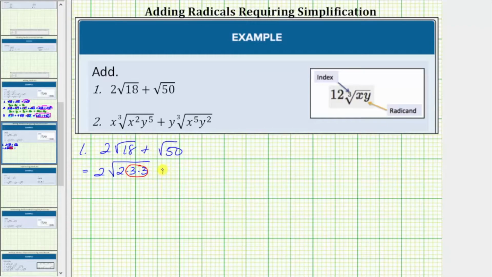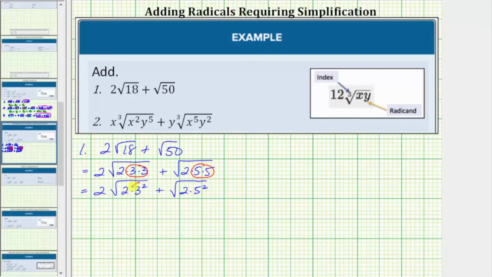And then we have plus the square root of the prime factorization of 50, which is 2 times 5 times 5. Notice this shows us that 50 contains the perfect square factor of 5 times 5, or 5 squared. Let's write this one more time using exponents before we simplify the square roots. This is equal to 2 times the square root of 2 times 3 squared plus the square root of 2 times 5 squared. And now we'll simplify the square roots.